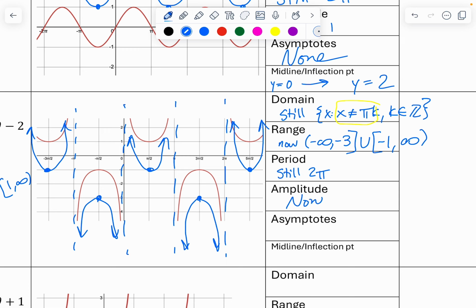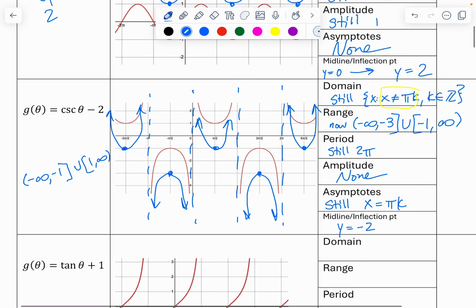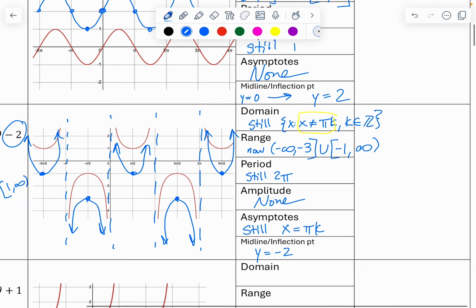My amplitude, I don't have any amplitude. Amplitude tells you how high above the midline the wave goes. Well, these aren't waves. My asymptotes are still, maybe I should write "still," so we remember that it didn't change. That transformation did not change our asymptotes. My midline, the inflection point, everything shifted down to y equals -2. That is the midline, which is the D value. So notice how that moves that midline. And there we go.